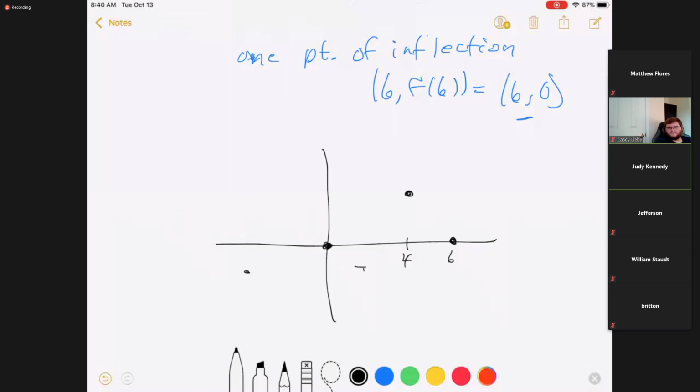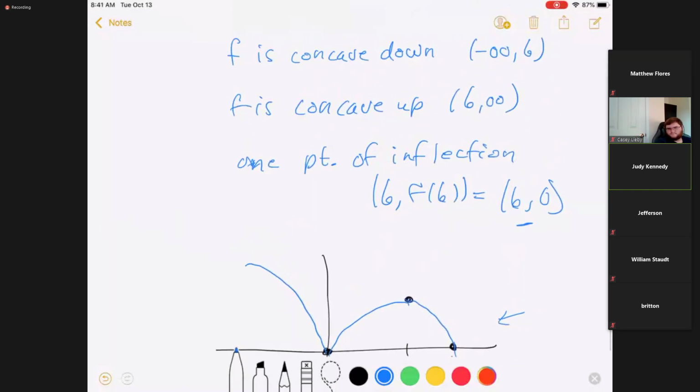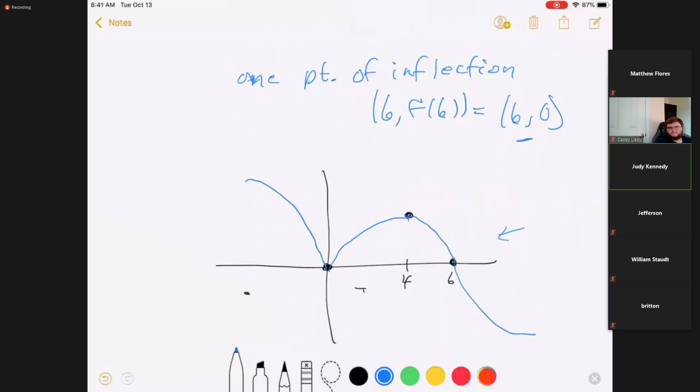Okay, so what does it look like? It's got to come in like that. And it's got to stay concave down until it hits 6. Okay, so concave down, concave down. It changes to concave up when it passes through that 0.60. So now it looks like that. So there is a really pretty nice picture of the graph that we got from looking at the first and second derivatives.